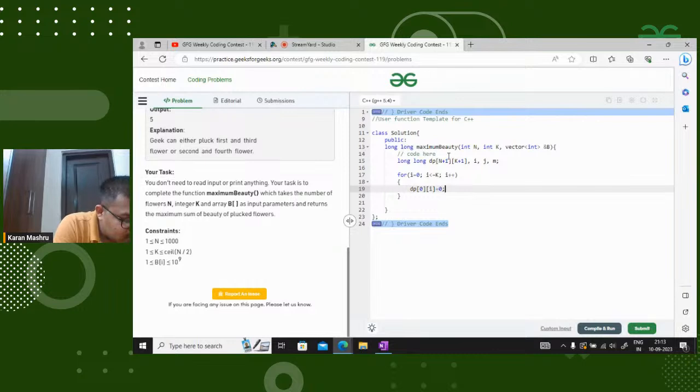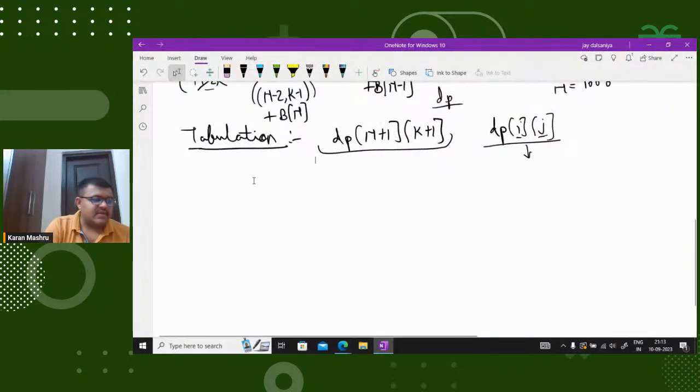Can you repeat how to create the table? Okay, okay, so let me explain the table here only.